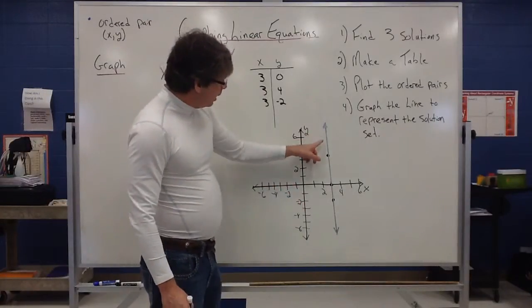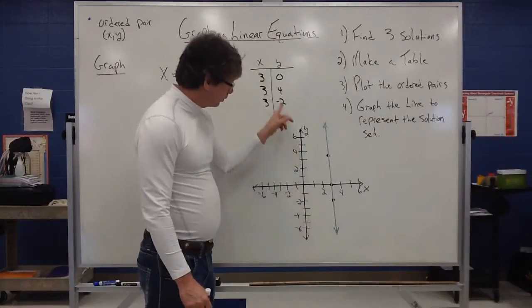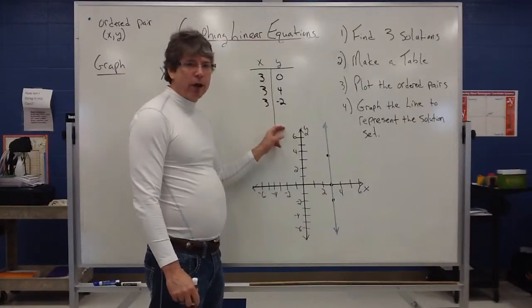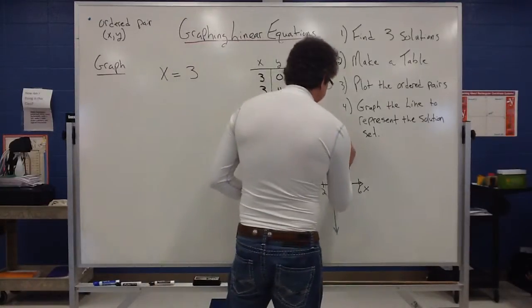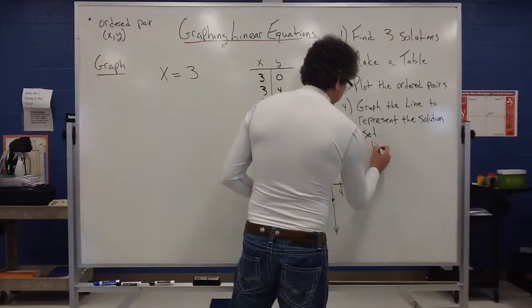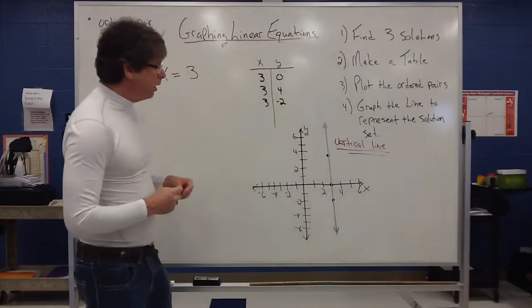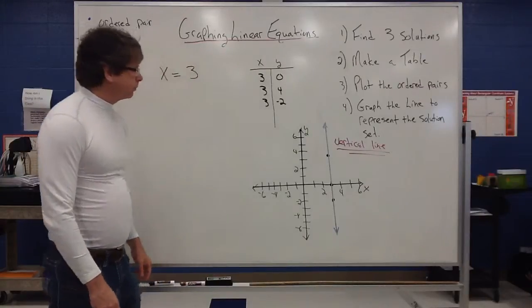So notice that this line actually runs vertical just like the y-axis runs vertical. So remember how we call this a vertical axis as well? Well, this line is going to be described as a vertical line. So when I see a line that goes up and down like that, it's described as a vertical line.